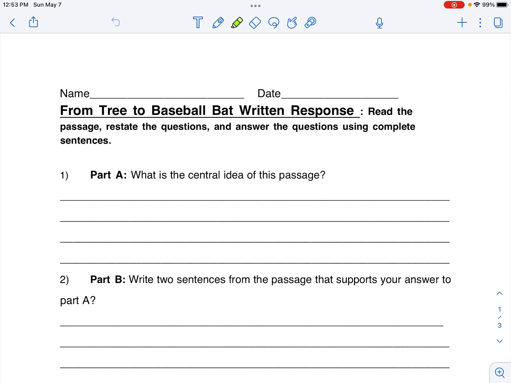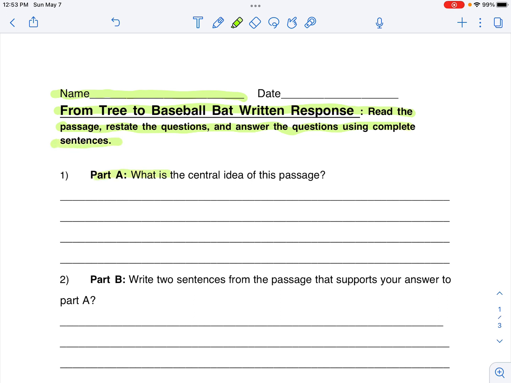Okay, boys and girls, let's go ahead and put our name on the top of the page. And let's begin. Remember, you can always go back to the video that was read to you at any time and reread it. In fact, it's probably a good idea that you read it twice. From tree to baseball bat written response. Read the passage, restate the questions, and answer the questions using complete sentences.